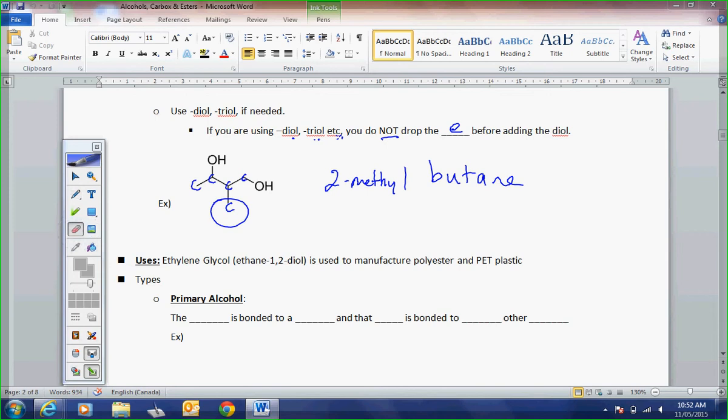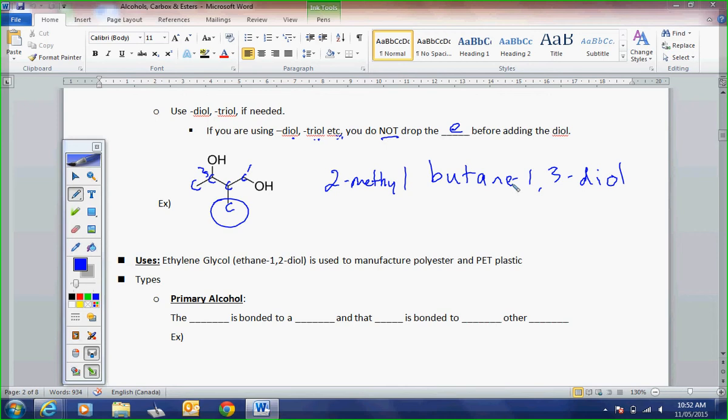This week, I'm adding some OHs on there, and I'm telling you, take off that E at the end and put them on carbon 1 and carbon 3. So on carbon 1 and carbon 3, I have 2, that's a di, OHs. Oh, the E should stay on. I wasn't paying attention.